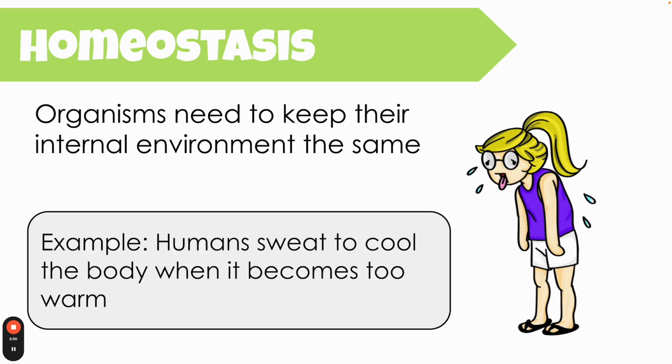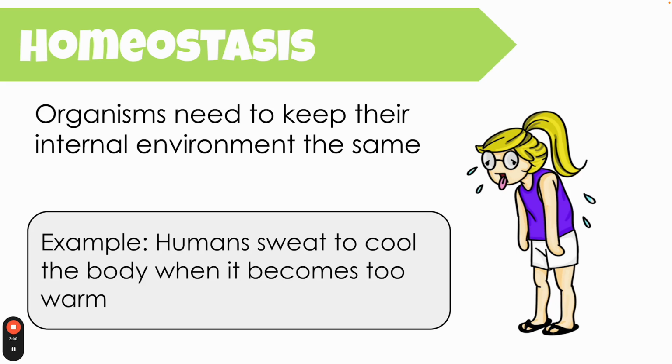So for example, in humans, we have an internal body temperature around 98.6 degrees Fahrenheit. If our internal body temperature gets too hot, what will happen is our body will start to sweat, and that liquid water on our skin will evaporate away, pulling away the heat with it. That allows your internal body temperature to cool back down. So this is a way for the human body to maintain that homeostasis. It wants to keep the body temperature the same.